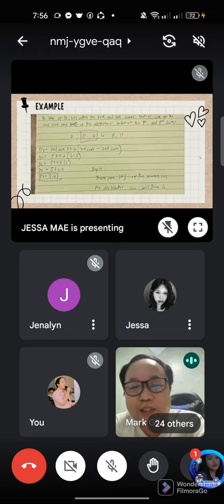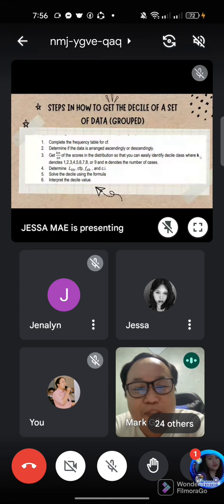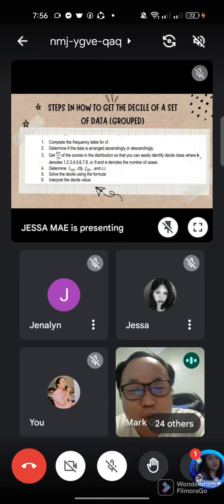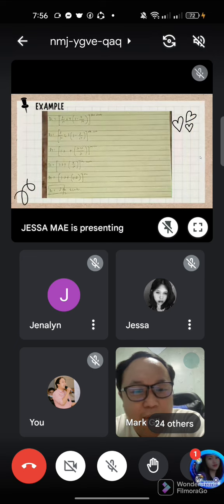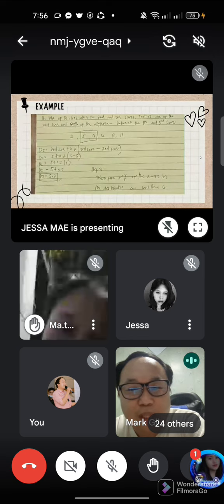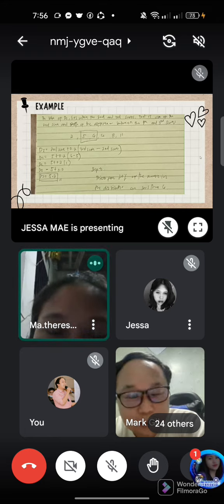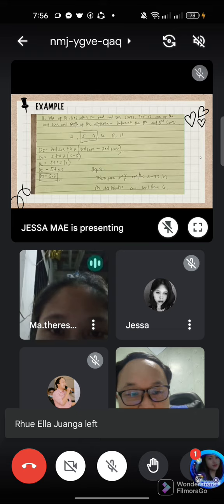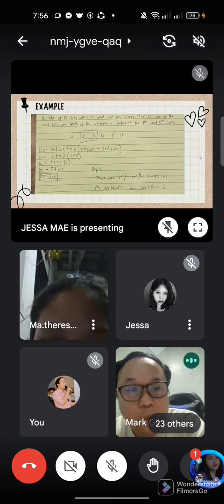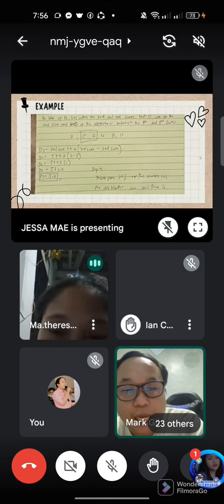Okay, sige, continue. Wait lang, dito sa step 3, bakit 20% ang nakalagay dyan? Nagiging 20% siya, sir, naka-base po siya sa answer sa decile 2, sir. Which is, decile 2 is equals to 2. Tapos 20, so doon siya naka-base, sir.